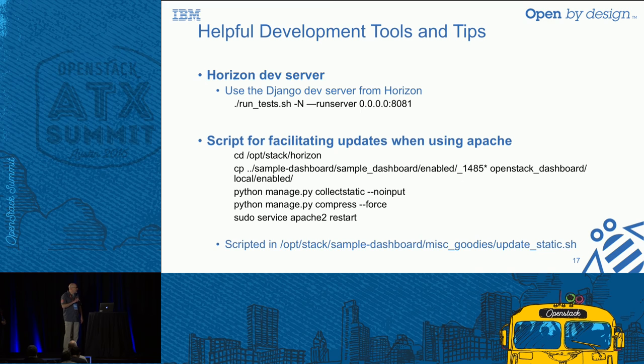And also, here's the content of the script. I think some people actually got to break inside of that already. To do the updates when you're using Apache. So you're going to find as you do this development and you put a patch out for review, if you have people who are not really familiar with Horizon Angular looking at it, they'll pull down your patch and it won't work until they do these steps. That's why I provided those steps in a script under the miss goodies directory. It'll be useful for you to make your own version of that script and pass it out to your friends as they're reviewing your code.